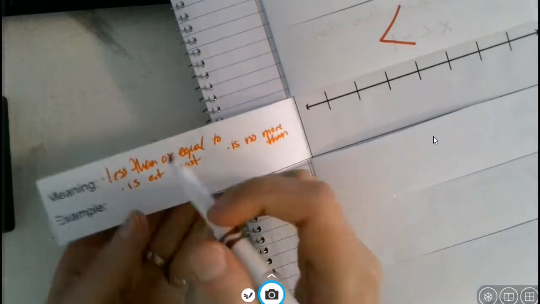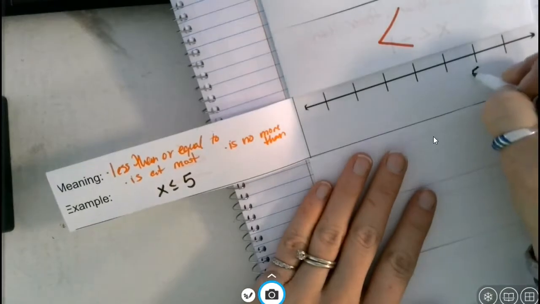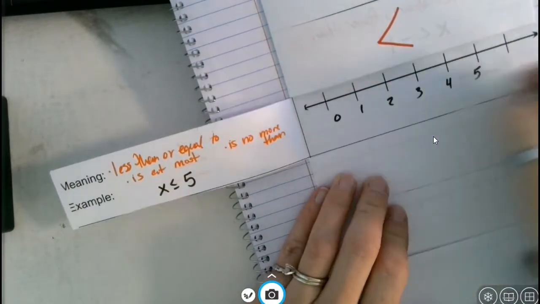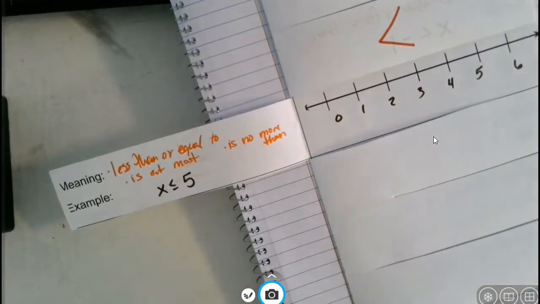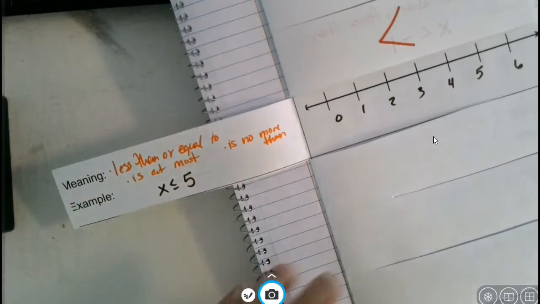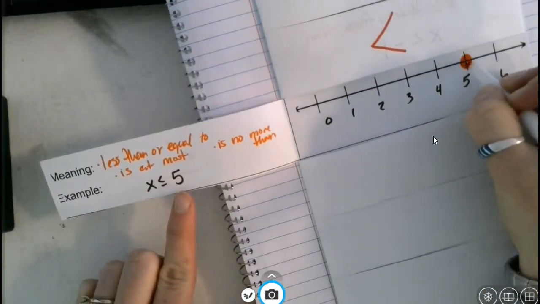Those are kind of our phrases that will trigger us to know that this is what we're really looking at. So the example that we're going to graph here is x is less than or equal to 5. So on my number line, here I see I have an equal to at the bottom. So I know that that means I'm going to have a closed circle at this number. So I draw my circle and I close it.